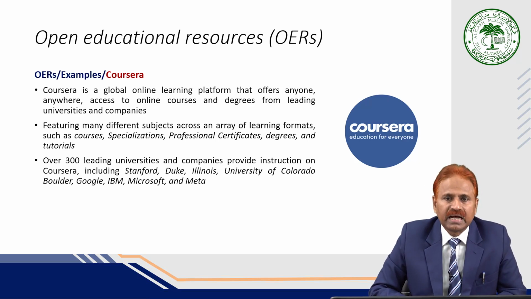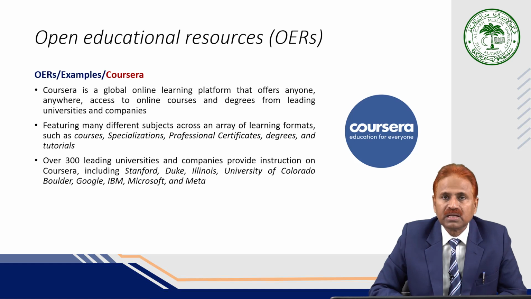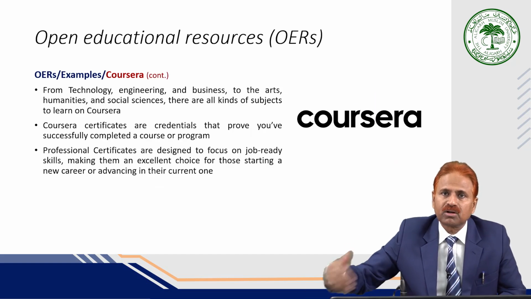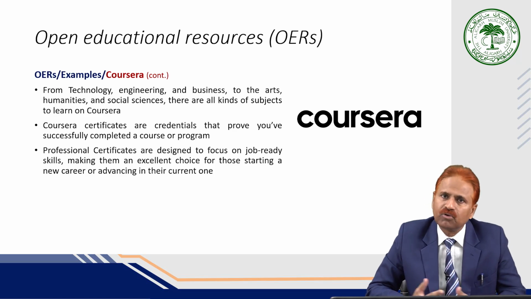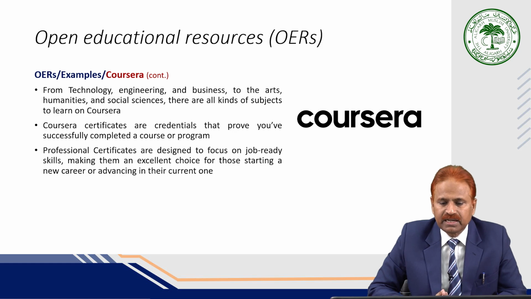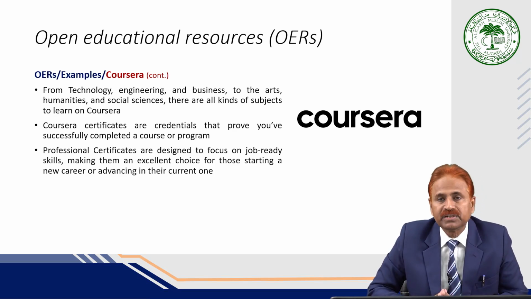Over 300 leading universities and companies provide instruction on Coursera, including Stanford, Duke, Illinois, University of Colorado Boulder, Google, IBM, Microsoft, and Meta. So they are putting their contents over Coursera, and anybody can enroll in these courses and learn from these materials which are available there. From technology, engineering, and business to the arts, humanities, and social sciences, there are all kinds of subjects to learn on Coursera. Coursera certificates are credentials that prove you have successfully completed a course or program.